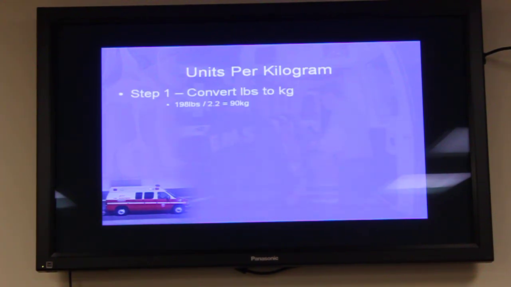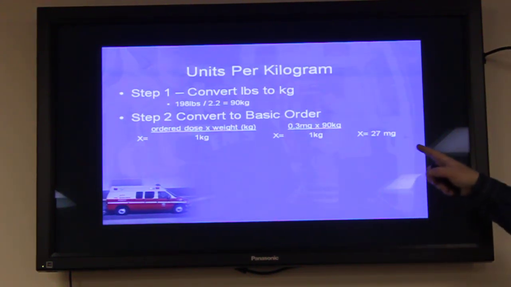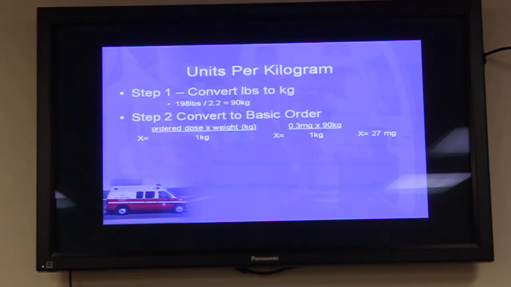Step 1, converting your pounds to kilograms: 90 kilograms. Convert to a basic order, your ordered dose times your weight in kilograms, divided by 1 kilogram. So we've got 0.3 milligrams times 90, and feel free to go ahead and do the math, divided by 1. X equals 27 milligrams of etomidate that we're going to push to sedate our patient.